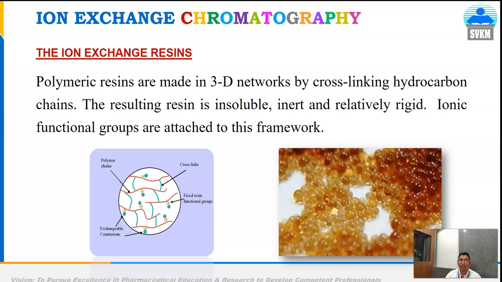So these are the ion exchange resins, which are the heart of ion exchange chromatography. Usually polymeric resins are made in a 3D network by cross-linking hydrocarbon chains. The resulting resin is insoluble and inert and relatively rigid. The ionic functional groups are attached to this network. Here a representative diagram and the actual resin beads have been shown in this figure.